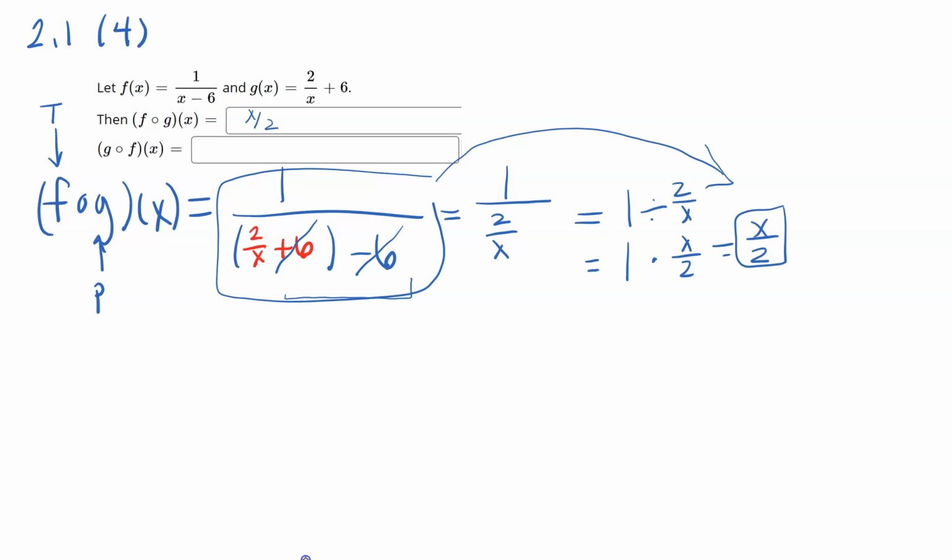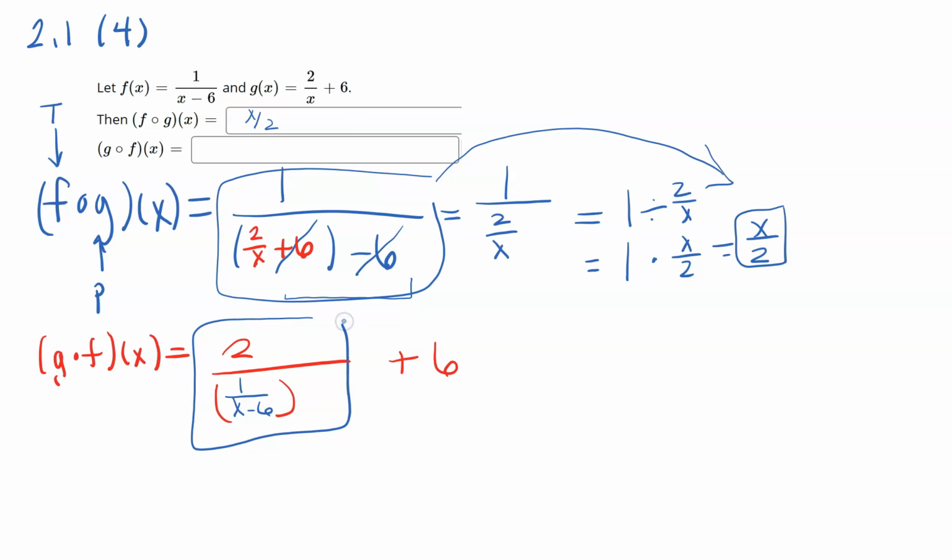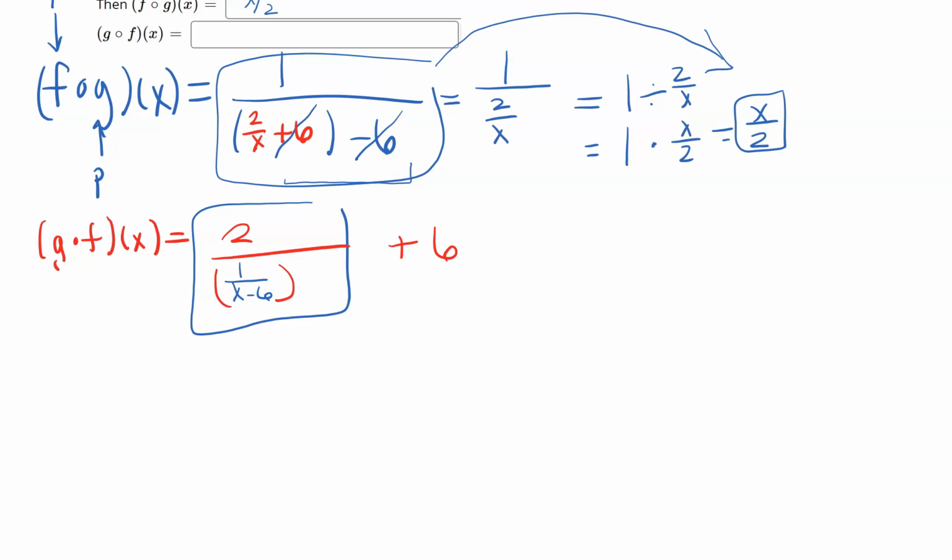Now let's look at g composed with f of x. G composed with f of x, g is your template. So 2 over something plus 6. That something you're going to plug in is your f, so 1 over x minus 6. So what we're going to do in this one is we're going to deal with the division of these fractions first and then add the 6 into it. And so this is really 2 divided by 1 over x minus 6.